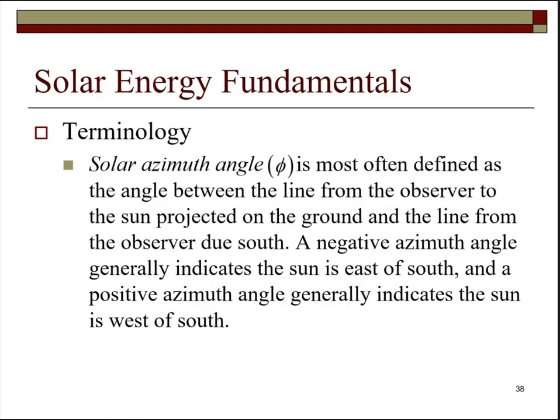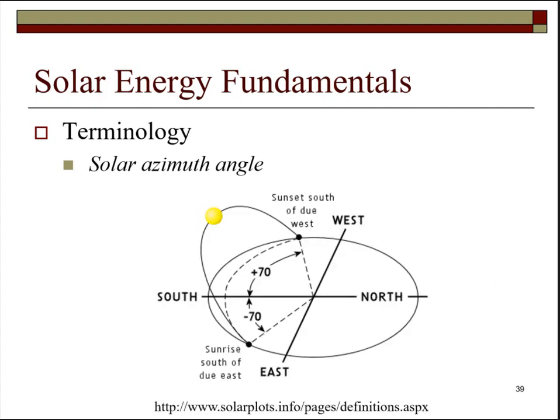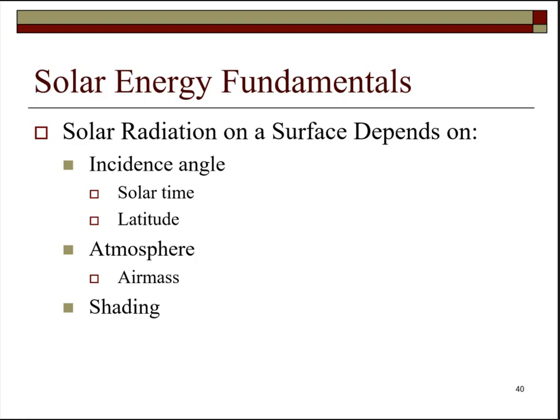Solar azimuth angle is defined as the angle between the line of an observer to the sun projected onto the ground and south. An easier description is the angle of the sun with respect to south. A visual representation of the solar azimuth angle is given here. Solar radiation incident upon a surface is a function of the solar time, the latitude, the air mass, and any shading that might exist.